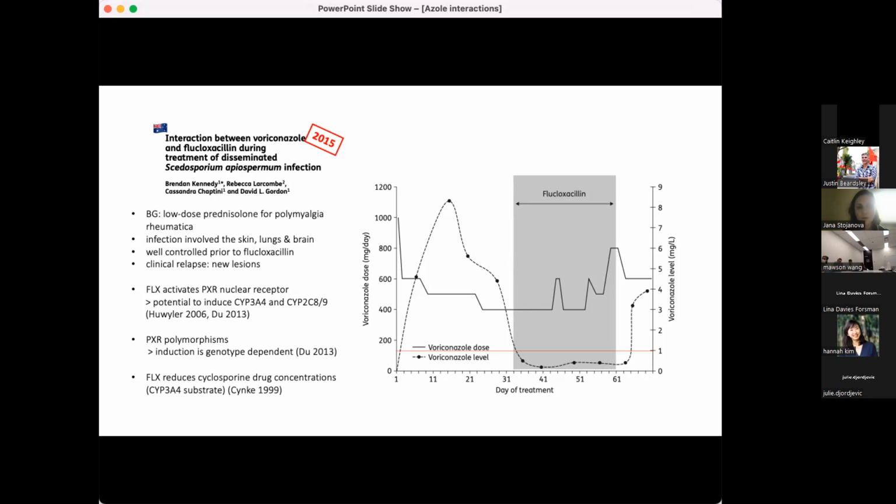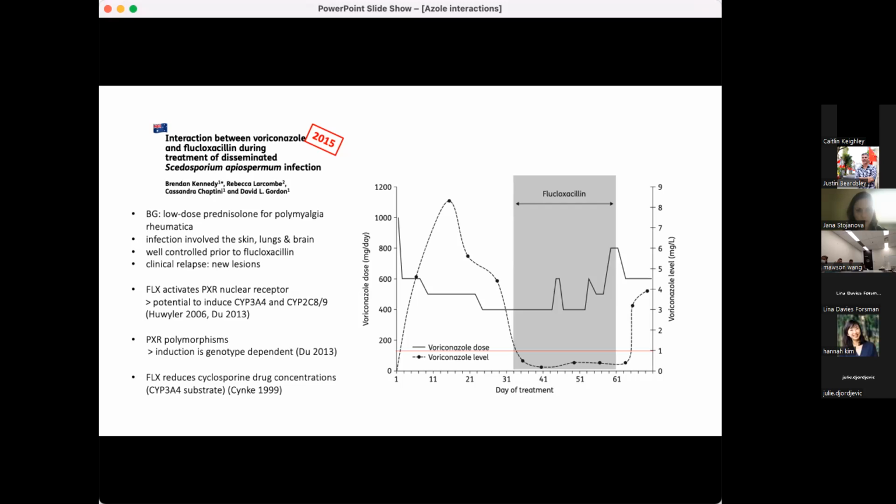subtherapeutic. This was really unexpected, and the authors put forward that flucloxacillin might be activating the PXR nuclear receptor, which in turn induces transcription of numerous CYP450 enzymes. And there had been some reports to that date, with data to show that CYP3A4 and 2C9 and 8 were affected by flucloxacillin, or alternatively dicloxacillin.